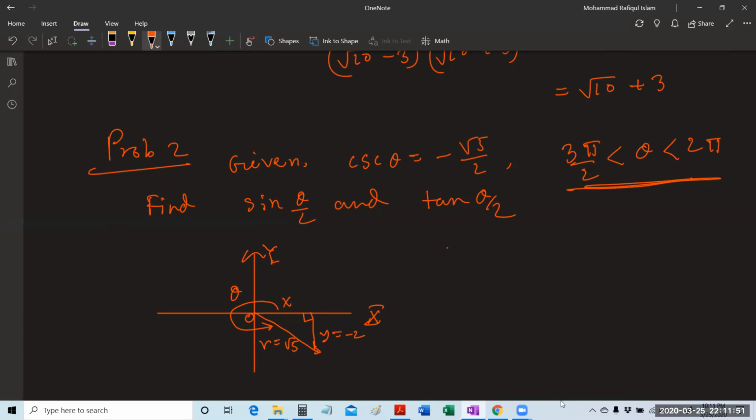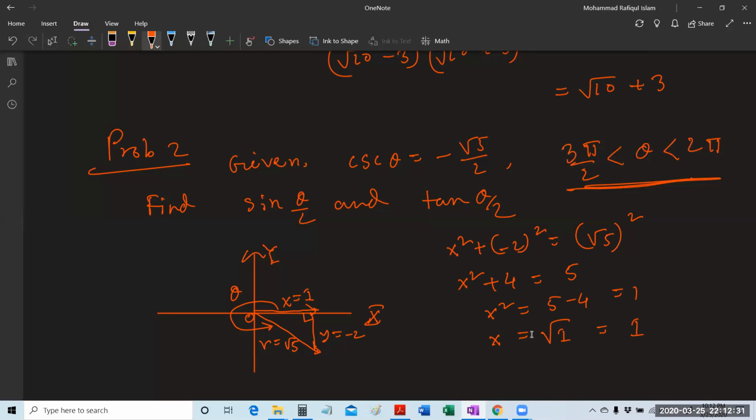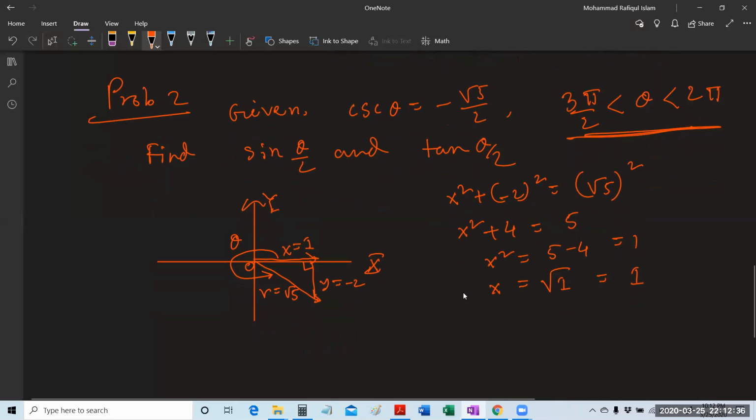Using the Pythagorean theorem, we can write x squared plus (-2) squared equals square root of 5 whole squared. Then x squared plus 4 equals 5, and x squared equals 5 minus 4, which is 1, and then x equals positive square root of 1. This is positive because it's in the positive direction of the x-axis. So x equals 1. Now from this triangle, we can find the value of sine theta and cosine theta. So sine theta is y over r equals -2 over root 5, and cosine theta equals x over r equals 1 over root 5.